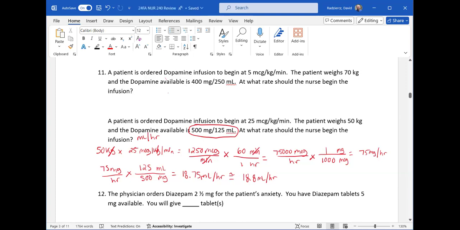Everything else is pretty much the same. You have some flow rate questions, some infusion questions, a heparin protocol question, and your typical conversion questions. I'll let you decide if you have any questions to go over, just let me know, and then we'll tackle them.